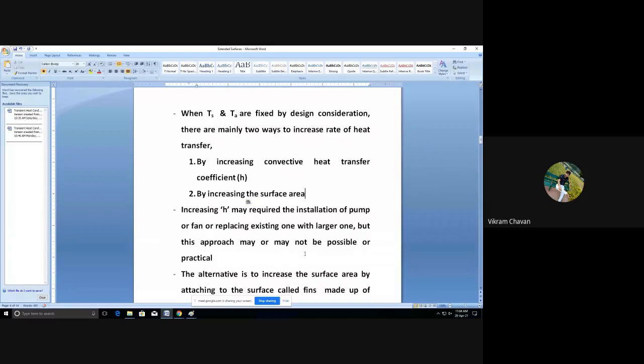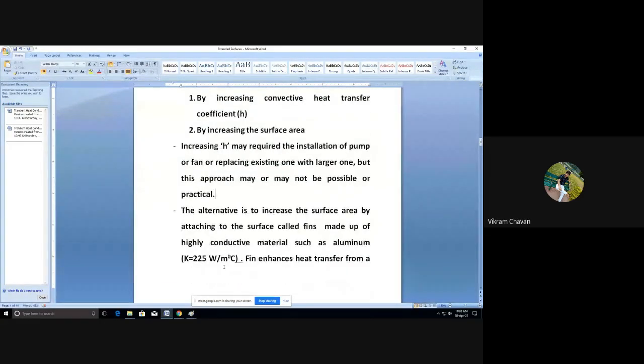Okay, so increasing H may require the installation of a pump or fan, or replacing the existing one with a larger one, but this approach may or may not be possible or practical, full stop. Next line.